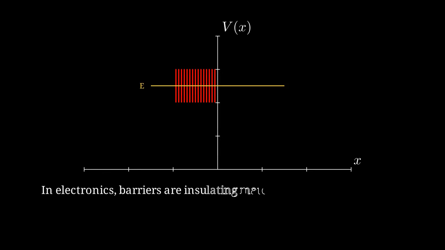In real electronics, these barriers are thin layers of insulating materials, like silicon dioxide, only a few nanometers thick. For silicon dioxide, the barrier height is approximately 3.2 electron volts. That's a huge energy compared to thermal energy at room temperature.